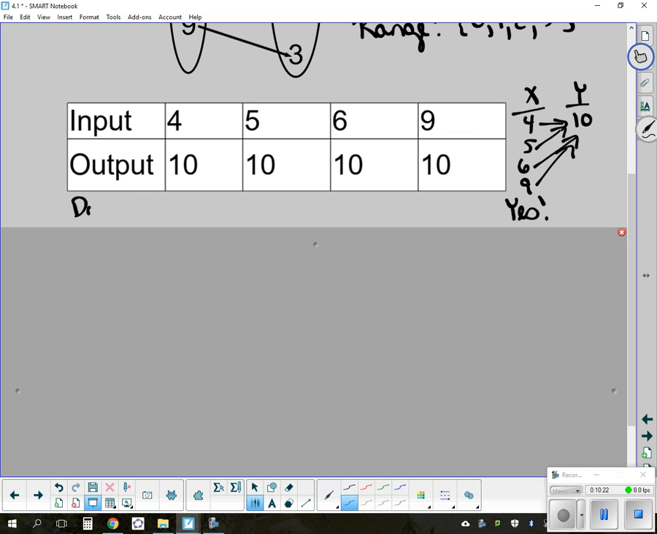Your domain, we write it in set notation, 4, 5, 6, and 9. And your range, we write in set notation. It's just one number, just a 10. Close it up.